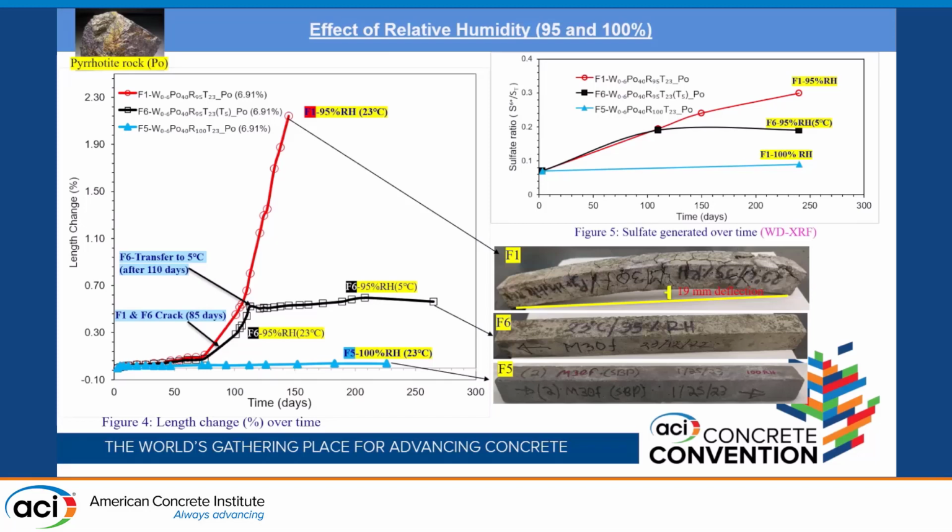Another important parameter, sulfate generated over time, was determined using the WD-XRF method. Here you can see the F1 specimen exposed to 95% humidity and 23 degrees Celsius temperature showed the highest sulfate generation over time. It also showed the highest expansion and completely broke after 147 days. So that means a good correlation was found between expansion and sulfate generation over time.